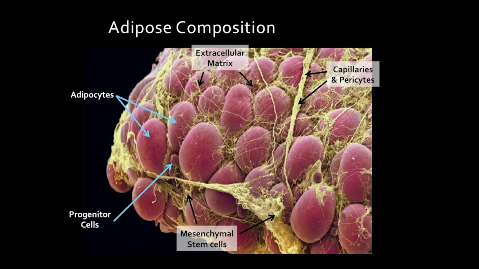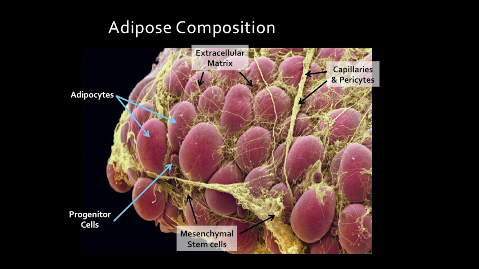So let's look at the basic structure of adipose. And here's a colored micrograph, and you can see some of the ultra-structural features of that. The large bulbous structures are the adipocytes, the fat cells themselves. You see the connective tissue matrix, which is the extracellular matrix, looks like a very fine fishnet surrounding it. You have the capillaries with the pericytes, which we're going to talk about in a moment. In the extracellular matrix are embedded the mesenchymal stem cells. And then you see another type of cell population called the progenitor cells.